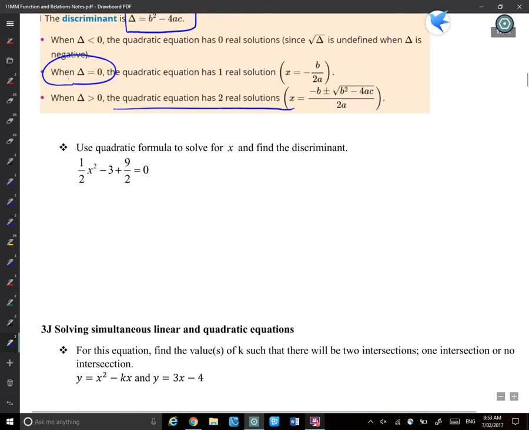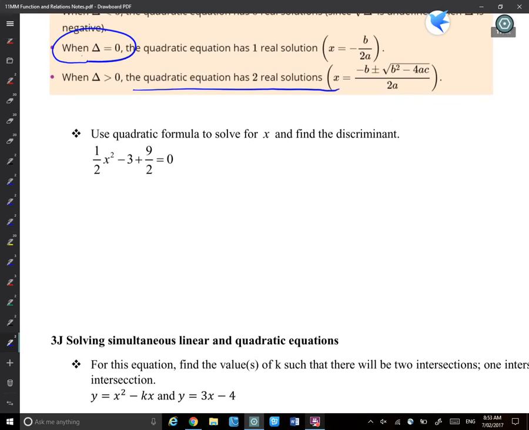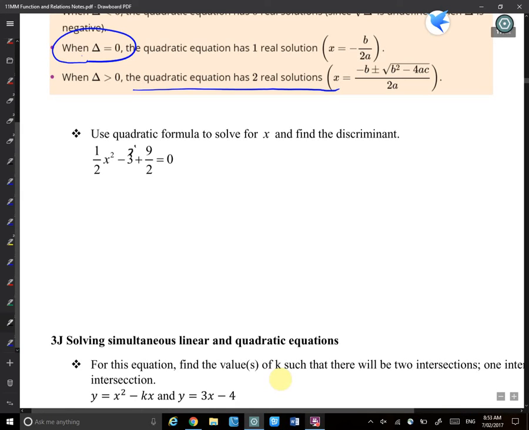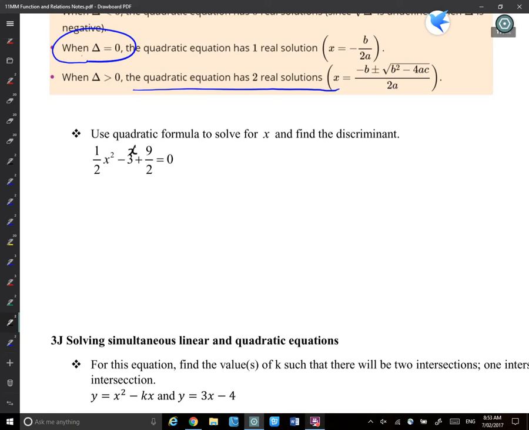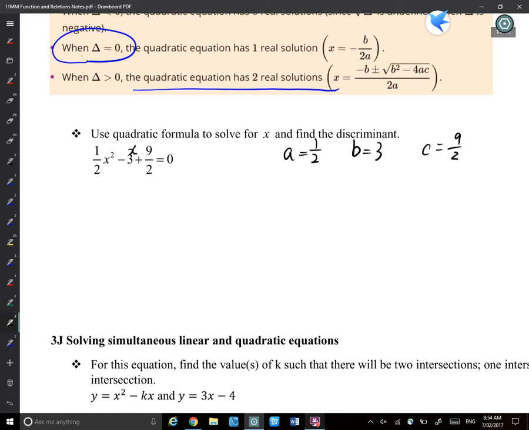So now let's use the quadratic formula to solve for x and find the discriminant. Okay, so now we have, I missed an x here. That should be 3x. So it's a half x squared minus 3x plus 9 over 2 equals 0. So first, you need to think about what the a, b, c values are. So a equals a half, b equals 3, and c equals 9 over 2. And you can think about b squared minus 4ac. That can be a really annoying number because all the a, b, c values are in fraction form.